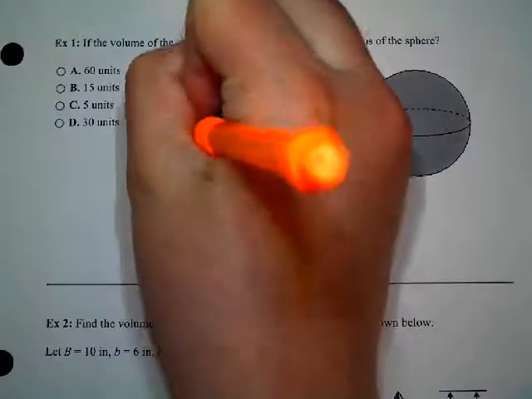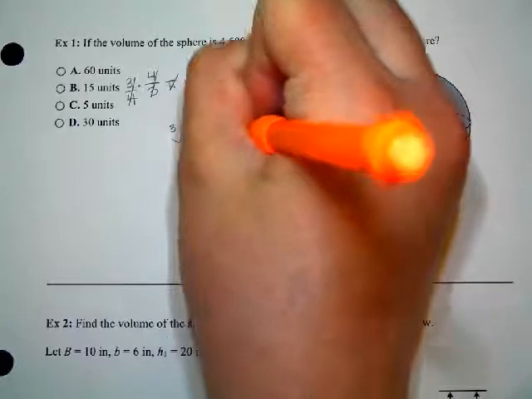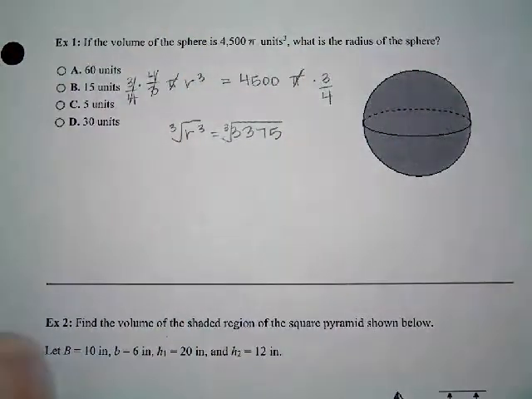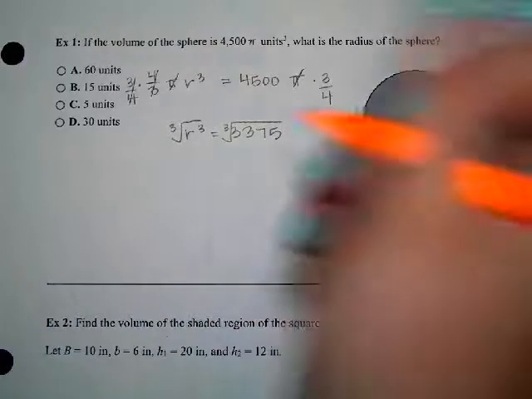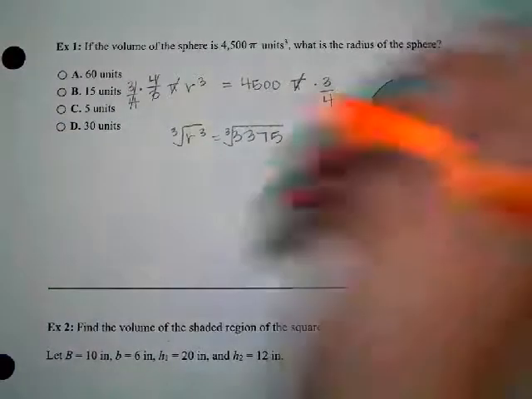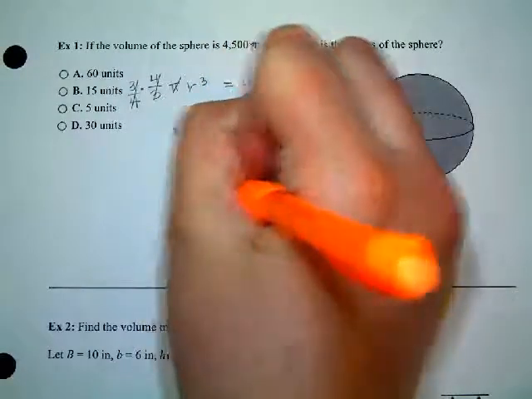Okay, and then to cube root, we're going to hit math, number 4 to get a cube root in there. Cube root of 3,375. What do we get? r equals 15. Okay.